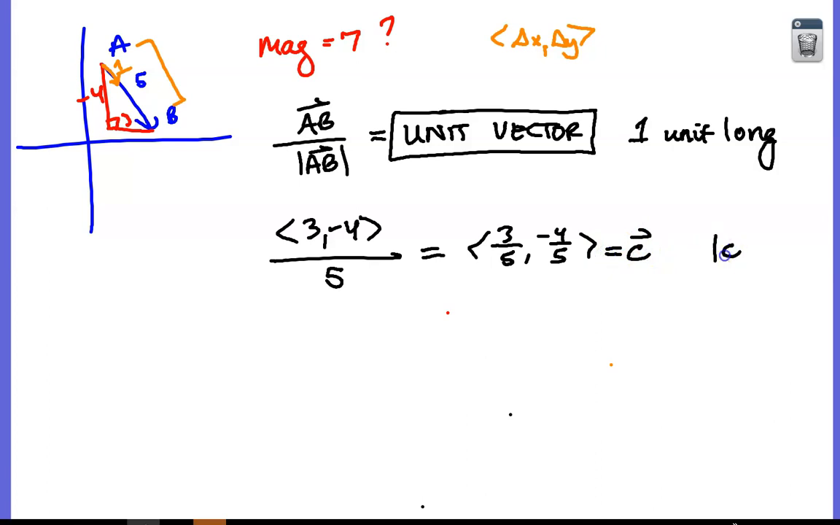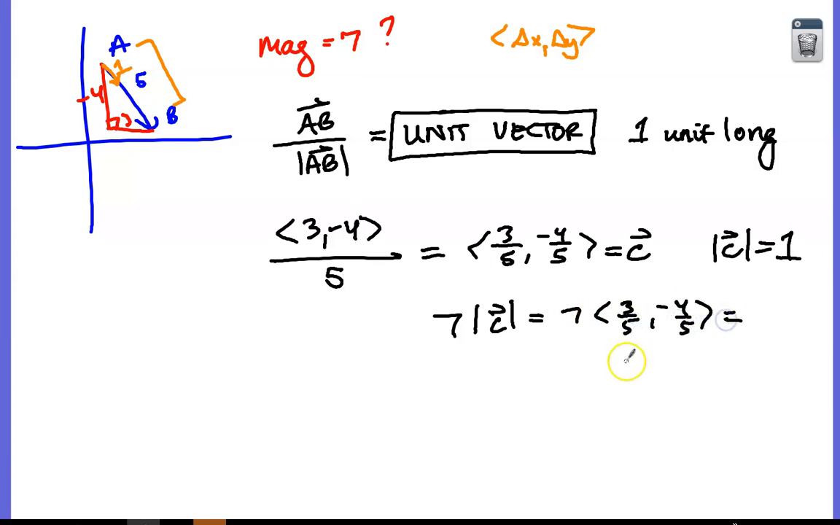This new vector has a magnitude now of 1, which means if you want to change it to 7, all you need to do is what? Multiply by 7. Which means each of these little guys is going to get multiplied by 7. So then we'd get 21/5, comma, negative 28/5 for our component form of that new vector.